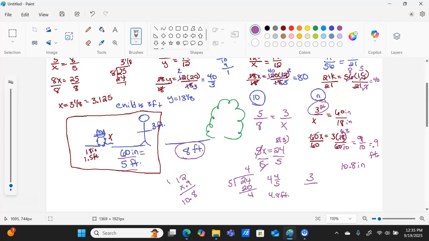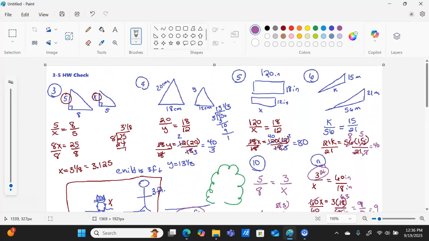So 3 over x equals, the kid's shadow is 5 feet, and the cat's is 1.5 feet. So cross multiplying, we get 5x equals 3 times 1.5, which would be 4.5. Divide both sides by 5, and you would get x equals 0.9 of a foot again. And up here, these were all in meters. This was in inches. This was in centimeters. And those were in feet. Those were the units on those.